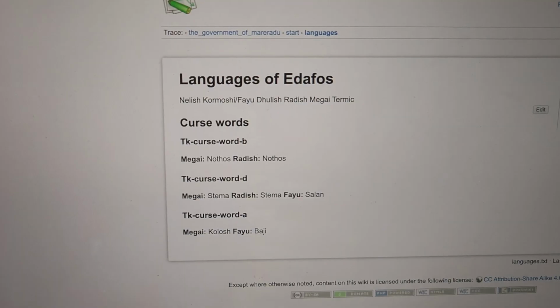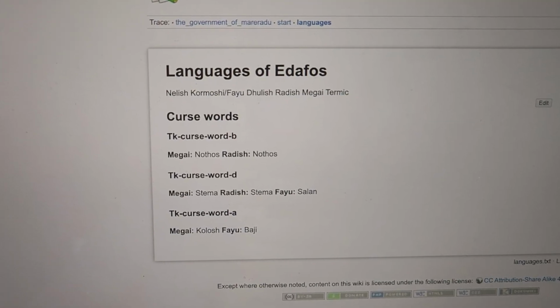Okay, so I figured out all of the curse words. There's only three really, and they vary based on the cultures of the three main characters. Romana is from a place called Tanafayu. There's only two in his language. Ella is from a place called Megayakti. All three of them exist in that language. And for Lucian, there are two different curse words.